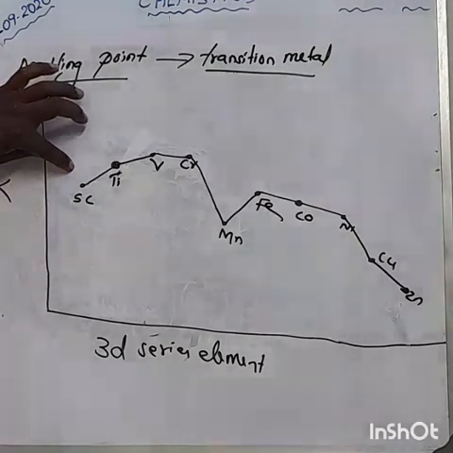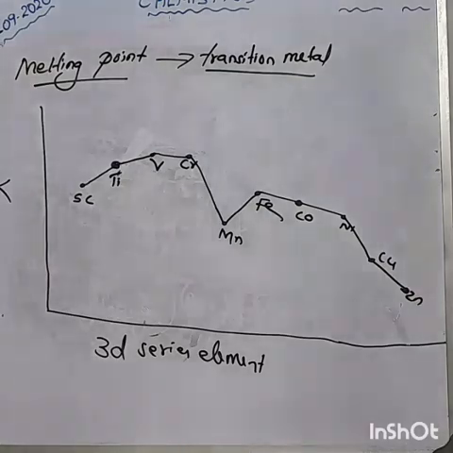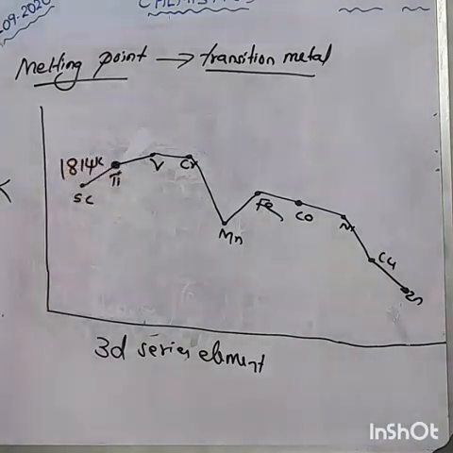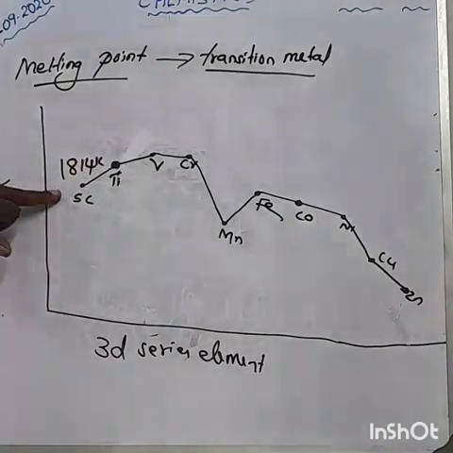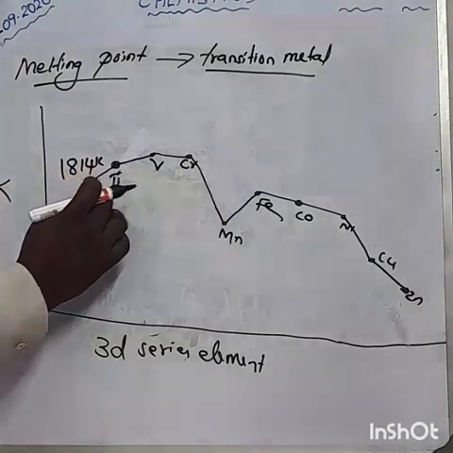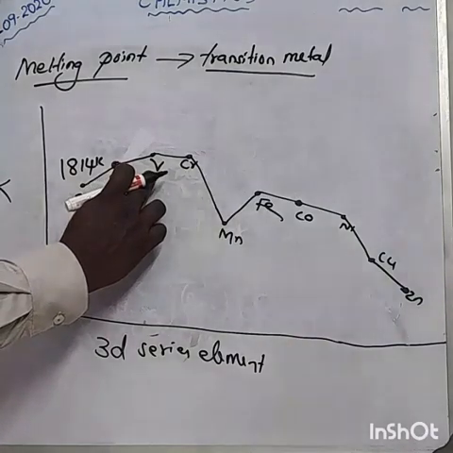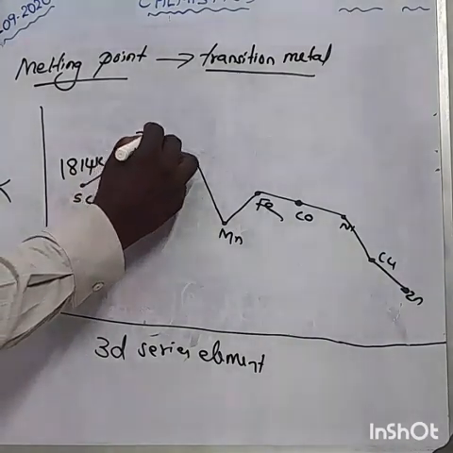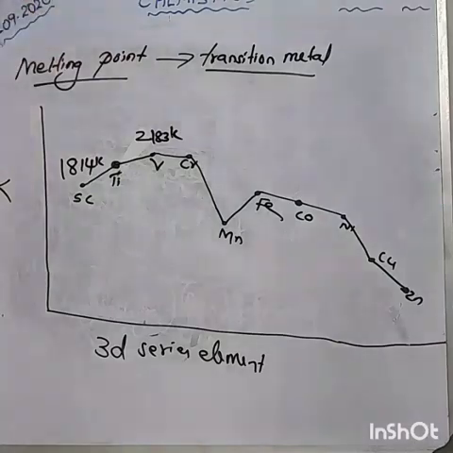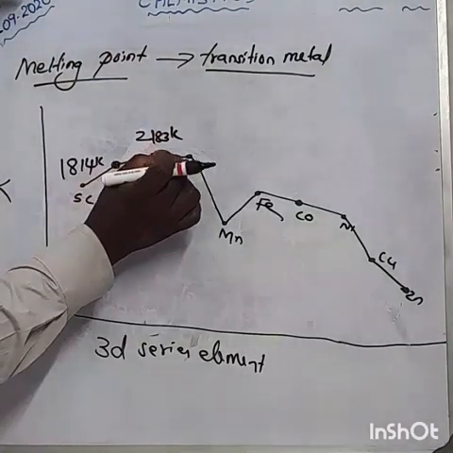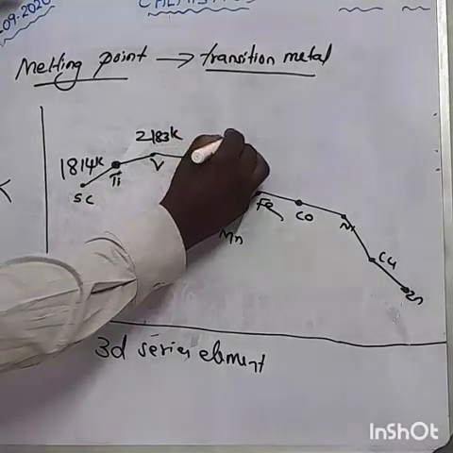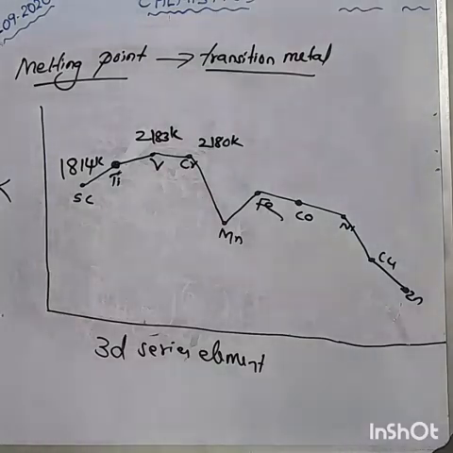First scandium. Here you should learn scandium. What is the melting point of scandium? 1814 Kelvin. Okay. What is the melting point of scandium? 1814 Kelvin. And also about vanadium. Here take vanadium, 2183 Kelvin, okay, 2183 Kelvin, and nearest close to that, chromium. Next melting point is 2180 Kelvin. These are all one word questions, okay.